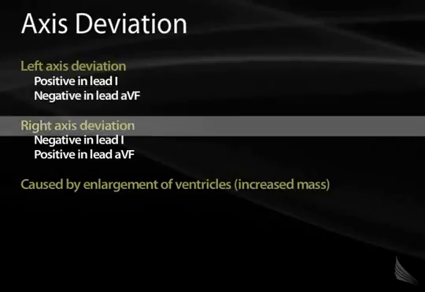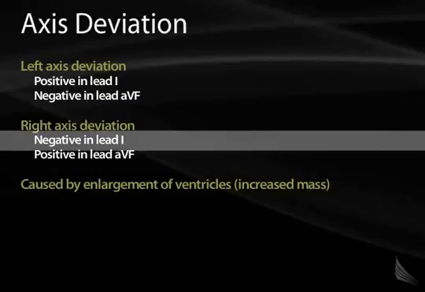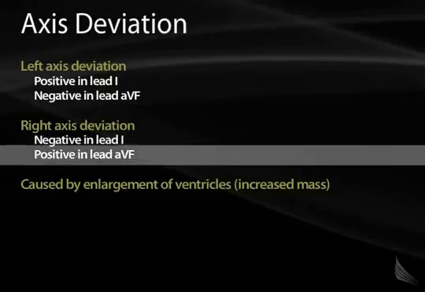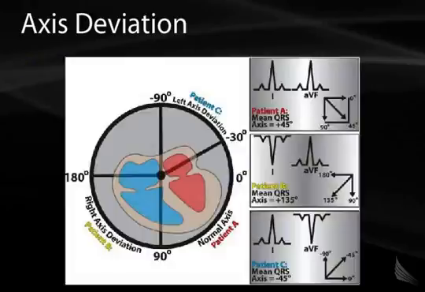A right axis deviation will give you a negative QRS complex in lead 1 and a positive QRS complex in lead AVF. In a normal mean electrical axis, you have a positive QRS in both lead 1 and AVF. This is outlined in this diagram here. At the top of the screen, you can see a normal QRS complex in lead 1 and a normal QRS complex in lead AVF. In patient B with right axis deviation, the QRS complex is negative in lead 1 and positive in AVF. In patient C with left axis deviation, you can see a positive QRS complex in 1 and a negative QRS complex in AVF.